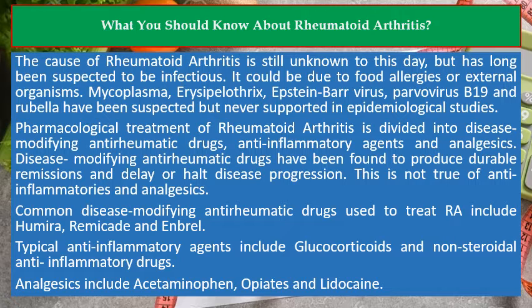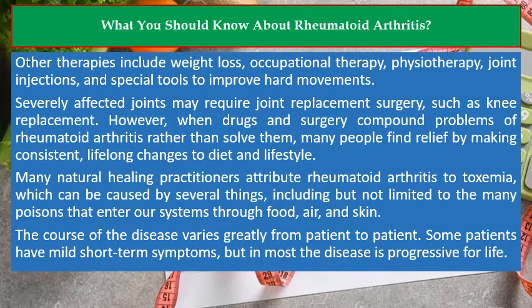Common disease-modifying anti-rheumatic drugs used to treat RA include Humira, Remicade and Enbrel. Typical anti-inflammatory agents include glucocorticoids and non-steroidal anti-inflammatory drugs. Analgesics include acetaminophen, opiates and lidocaine. Other therapies include weight loss, occupational therapy, physiotherapy, joint injections, and special tools to improve hard movements. Severely affected joints may require joint replacement surgery, such as knee replacement.